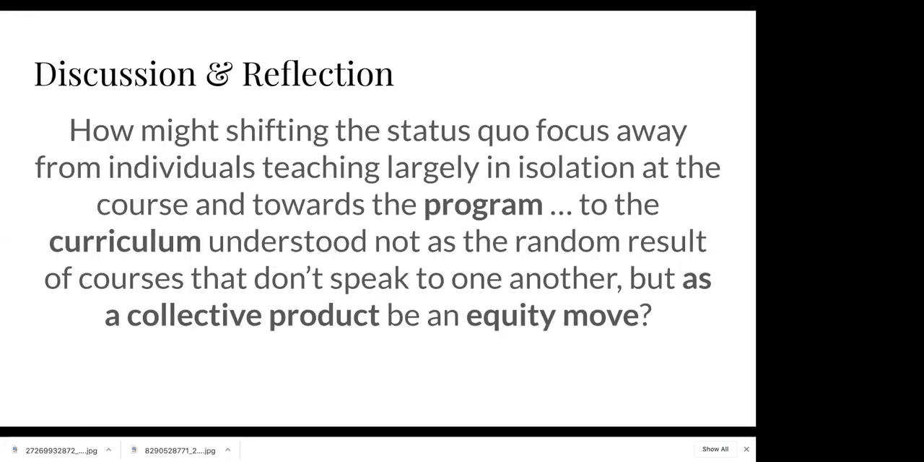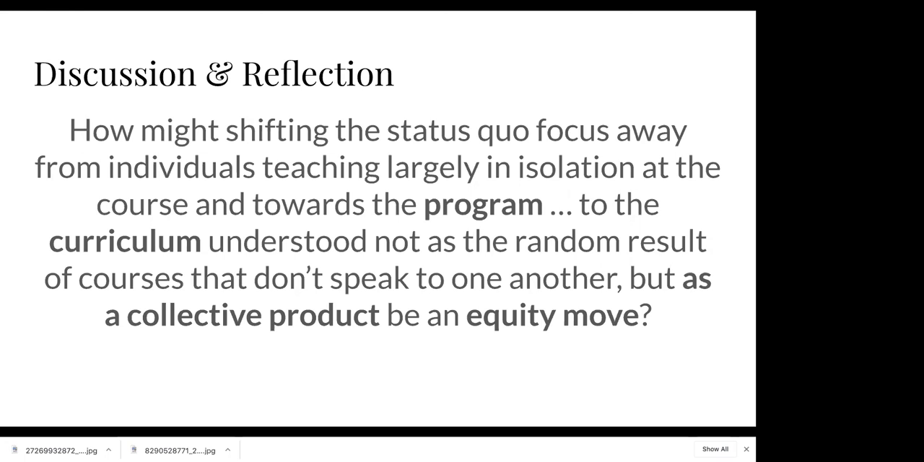So I want to stop for a moment. I know that there are things in the chat and I'm eager to see what those are. I also invite you to think about this for a minute. So let's play the believing game. I had slides in the second webinar on the believing game, but how might shifting the status quo focus away from individuals teaching largely in isolation at the course level and moving towards the program, to the curriculum understood as a collective product, how might this be an equity move?